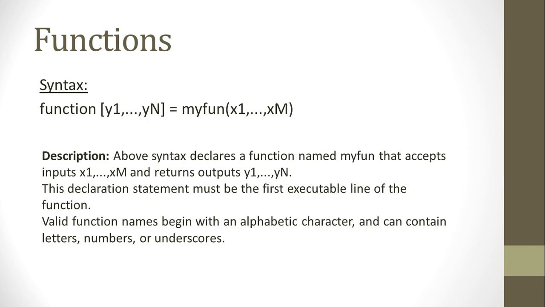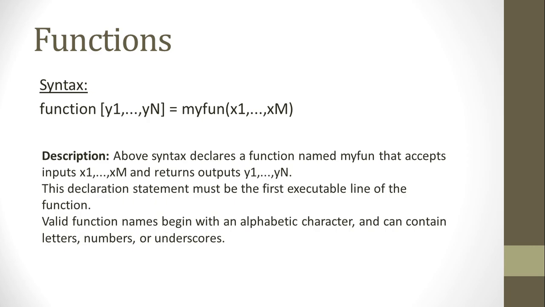The syntax of a function is: function, the output variables, equal to the file name myfun, and all the input variables. Whenever we start to write a function, we start with this syntax line. The above syntax declares a function named myfun that accepts the input variables x1, x2, x3 up to xn and returns the outputs y1, y2, y3 up to yn. This declaration statement must be the first executable line of the function.